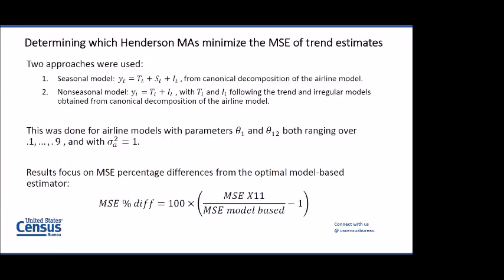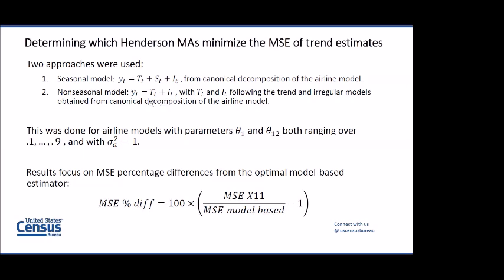So to determine which choice of Henderson moving averages minimizes the mean squared error of trend estimates from X-11, I said I use two approaches. One is to use the full seasonal model, and the other is just the non-seasonal part of it.